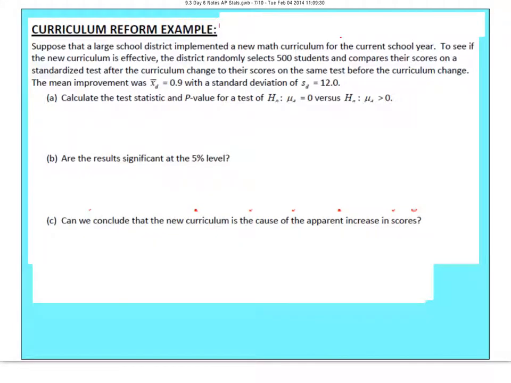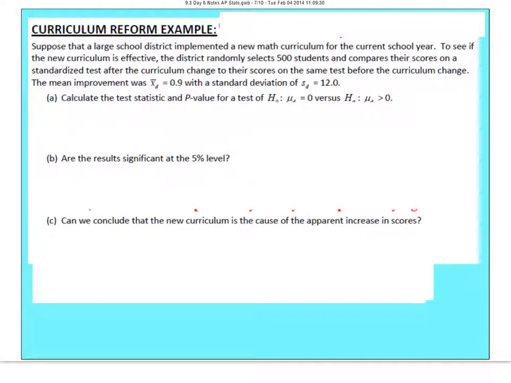Let's look at another matched pairs. Suppose that a large high school district implemented a new math curriculum for the school year. To see if the new curriculum is effective, the district randomly selected 500 students, compared their scores on the standardized test after the curriculum changed to the score on the same test before the curriculum change. The mean improvement, or the mean difference, is 0.9 and the standard deviation of the difference is 12. Calculate the test statistic and p-value for the test where the mean difference is 0, but we think the mean difference is greater than 0.